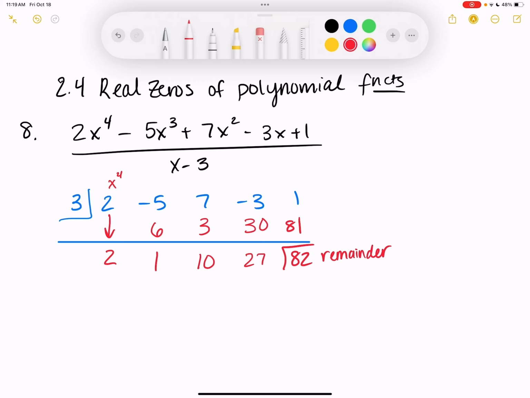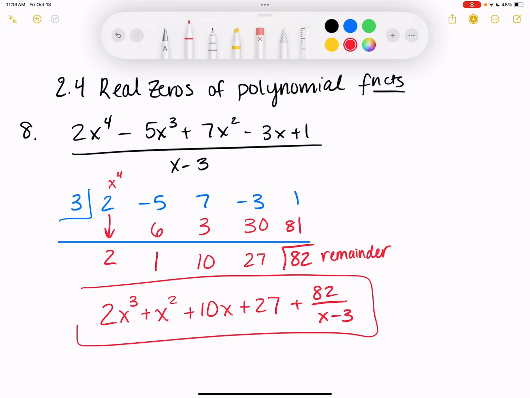So our final answer, if this started as an x to the 4th term, this is now an x cubed term. So my answer is going to be 2x cubed plus x squared plus 10x plus 27. And then I've got to still account for this remainder, so we write plus or minus, depending on what the sign is here, but in this case it's plus 82 divided by x minus 3. And so this would be my final answer.